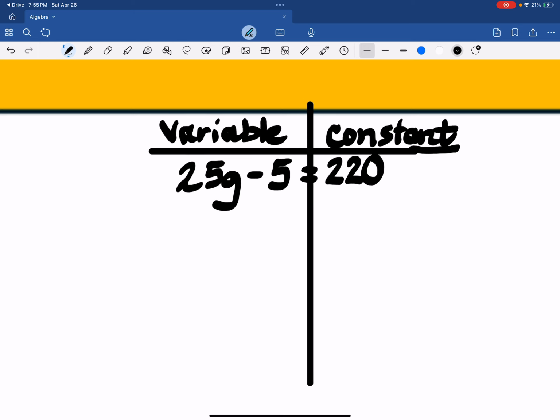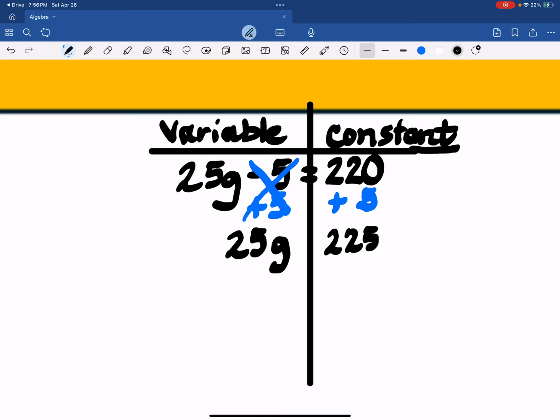So which terms are on the wrong team? The only thing that can be on this side is that g. It's a variable. So the easiest one to move, at least initially, is this one. I'm going to do plus 5. And if I do it to one side, I have to do it to the other. So this will cancel. And I'm left with 225 on this side and 25g on this side.